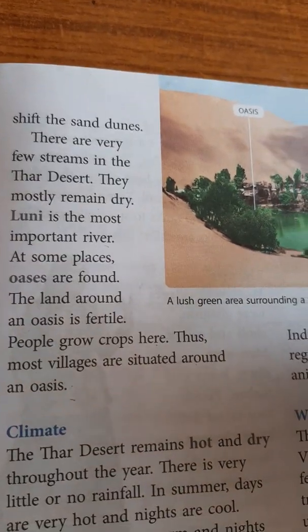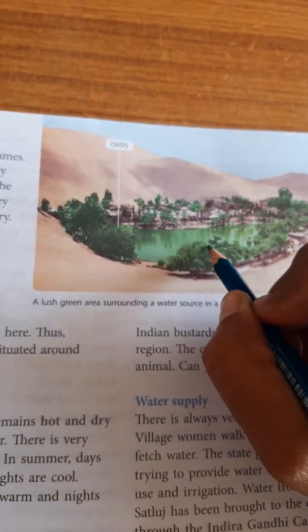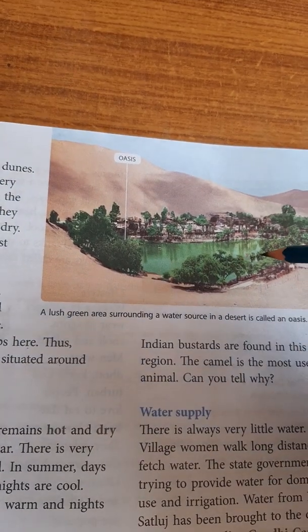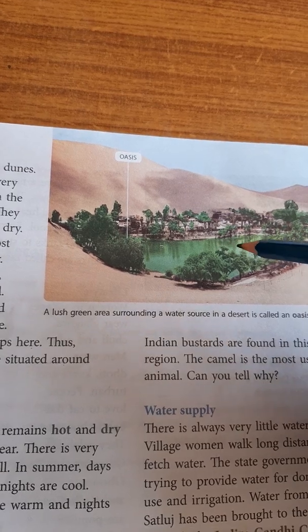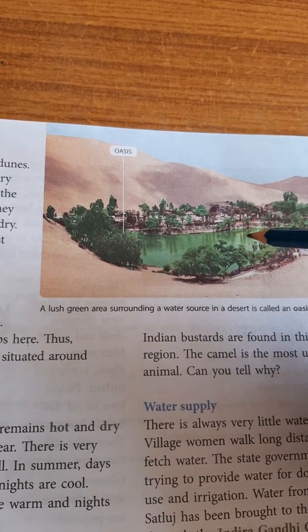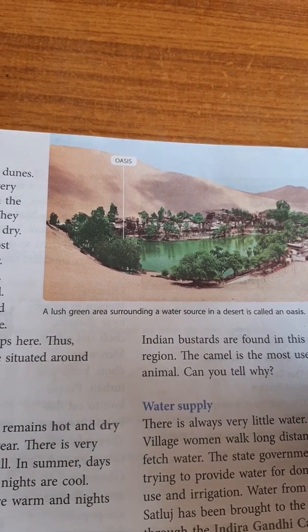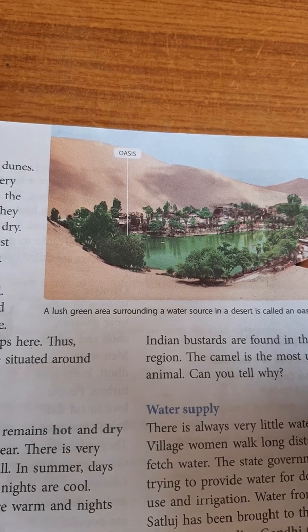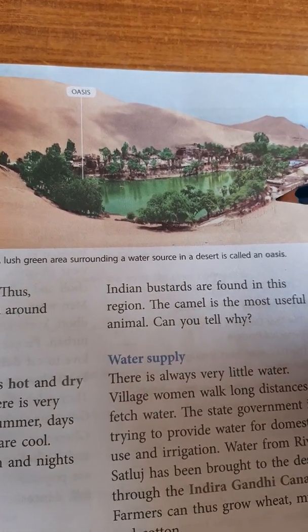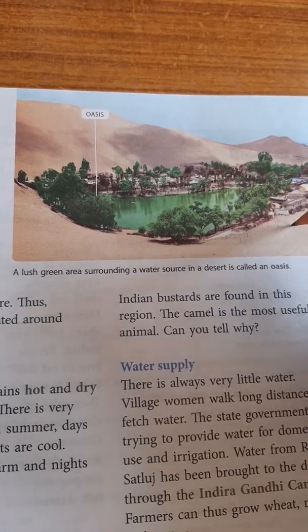So here children, if you see the picture, you will understand this is an oasis. We call this an oasis. Oasis means a place filled with water. So the land beside this is very fertile, so that people can grow agricultural fields, and mostly people will also live beside this oasis.